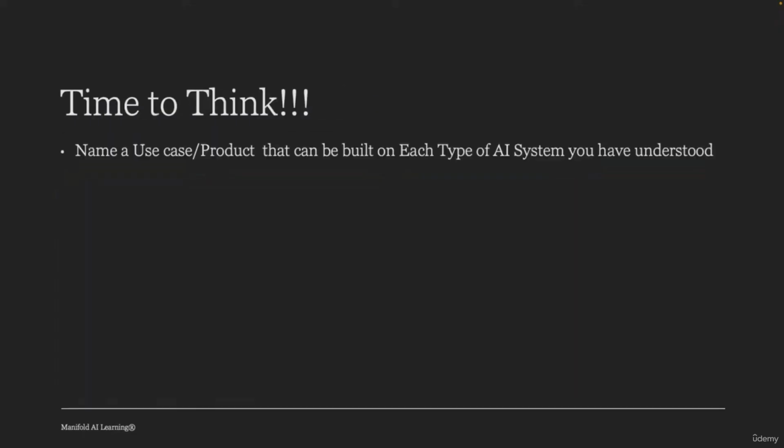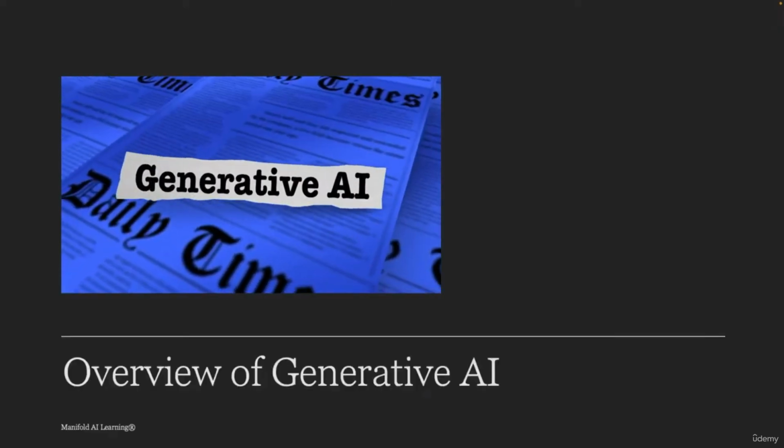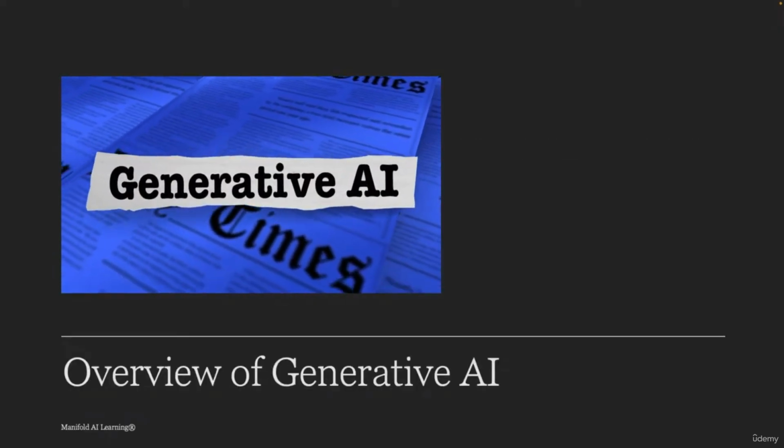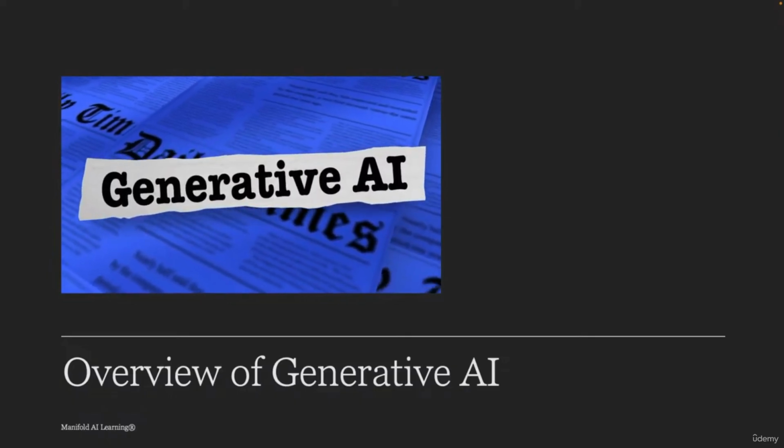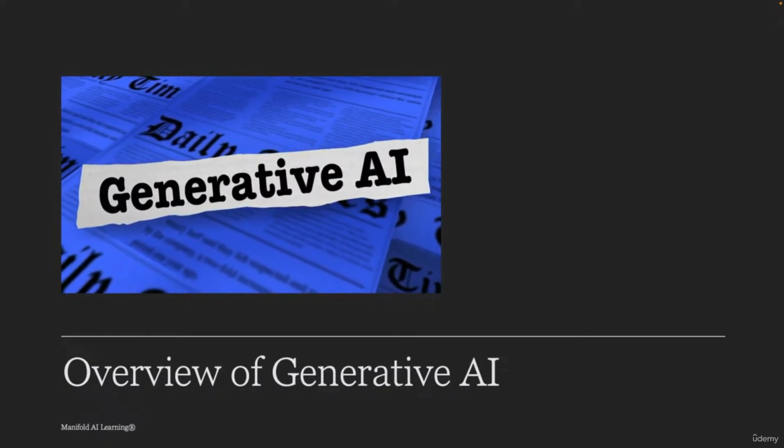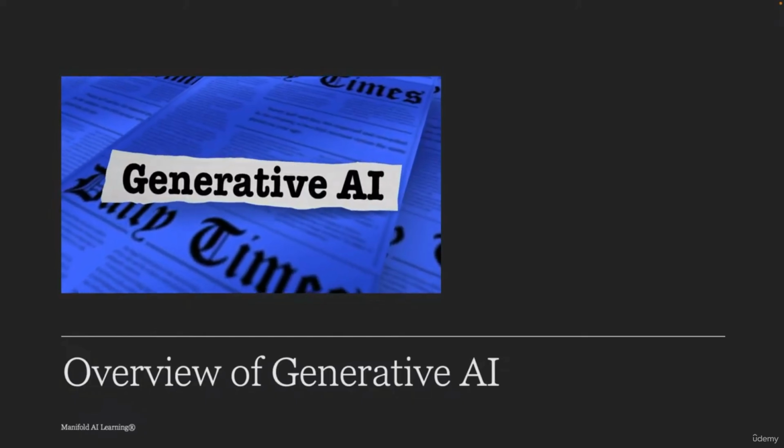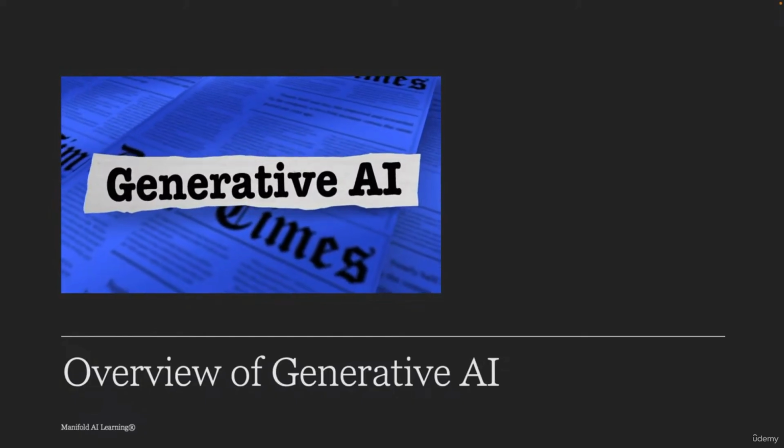Now I've got a question for you guys. Can you name a use case or a product which has been built on each type of AI system that you have just seen now? So now that you are clear about what exactly this AI system is and what the capabilities of such artificial intelligence are, let's understand the talk of the town, that is generative AI. What exactly is this generative AI, why is it so popular these days, and how is it going to impact us? So let's understand generative AI now.